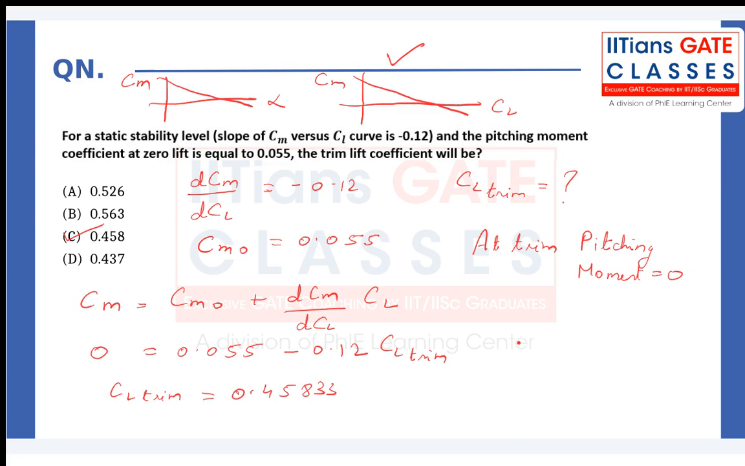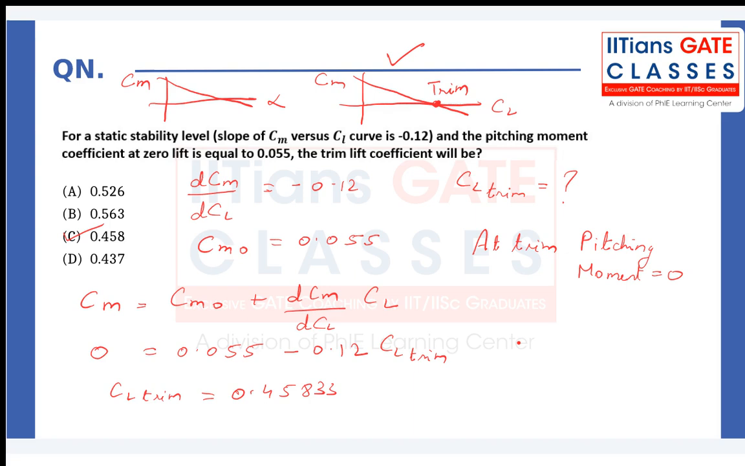This is by definition. This is how we've defined the trim condition. This is the point at which your aircraft is trimmed. The one that I've marked here is your trim point. So the value of CL at trim is what they've asked you to find out. Is this clear? It's the straight line equation, and the value at trim is what they've asked. Trim is when your pitching moment is zero.